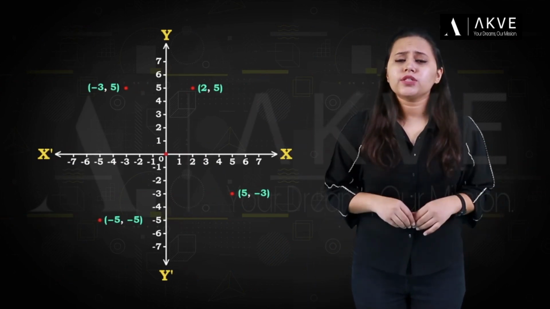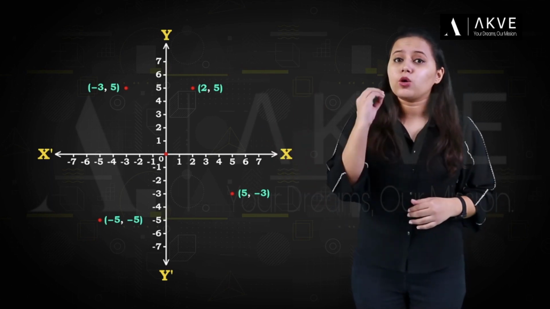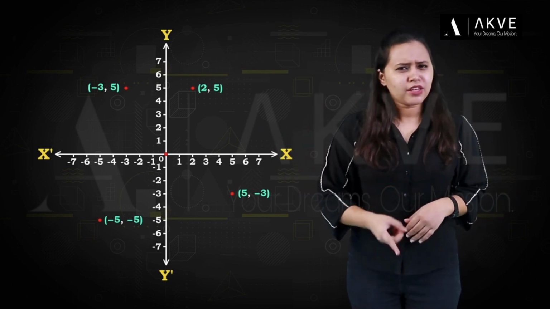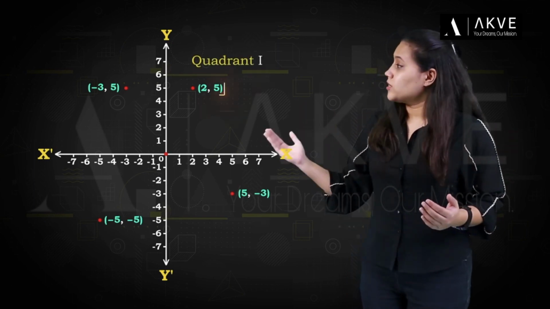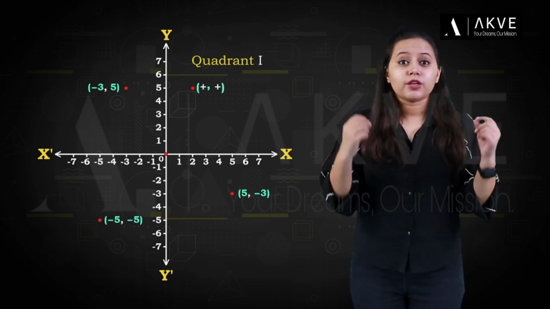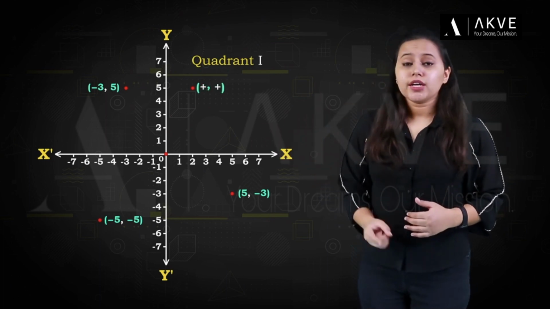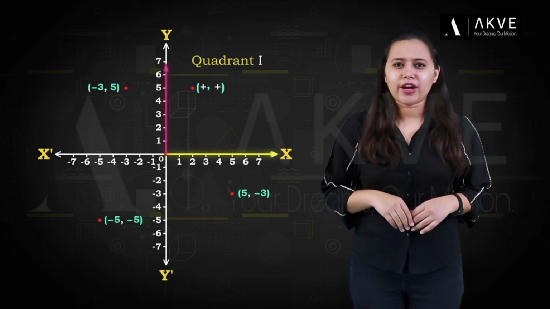What can you say about the signs of the coordinates of a point by looking at the quadrants in which they lie? No idea? Let me tell you. If a point is in the first quadrant, then both the coordinates will be positive because the first quadrant is enclosed by the positive x-axis and the positive y-axis.